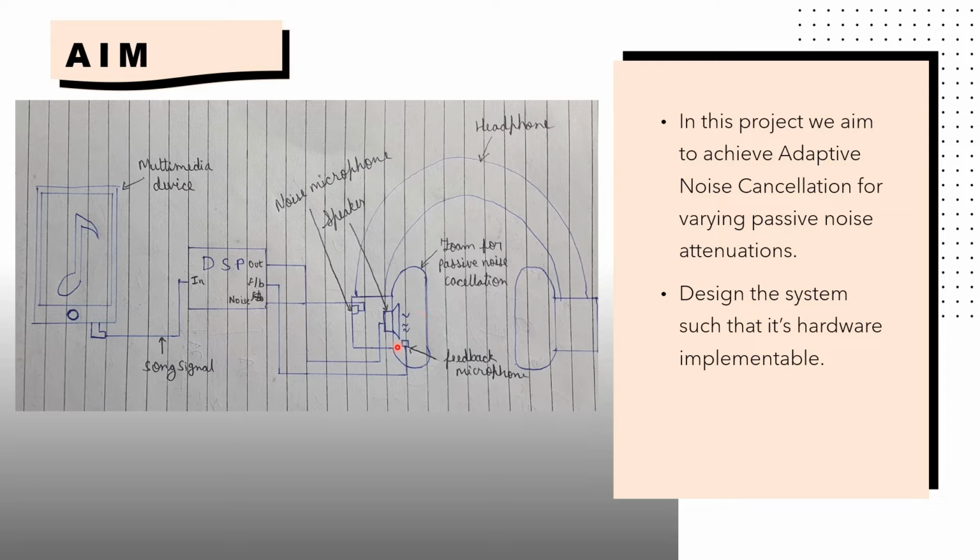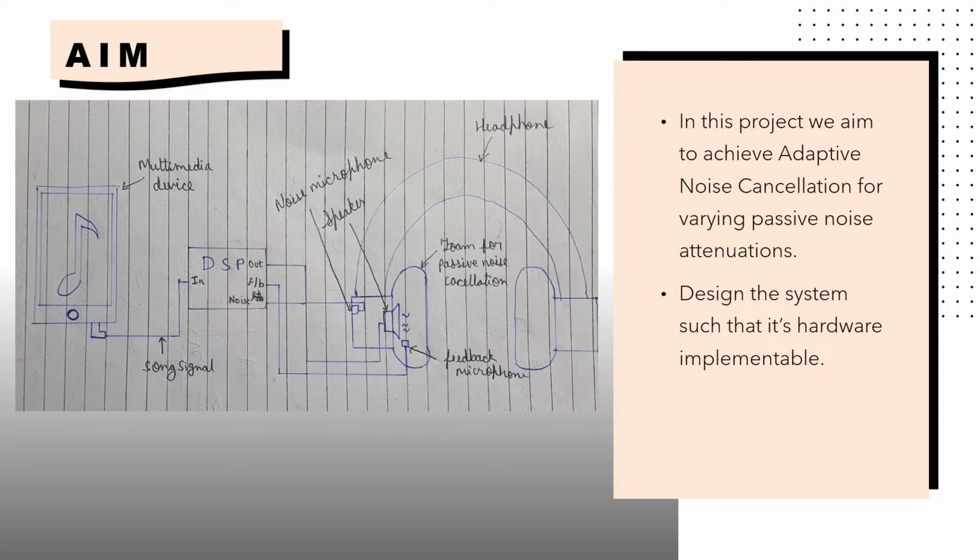Beside that speaker, there is one more mic which will act as a feedback device. It will measure the sound produced by the speaker alongside the noises which are able to pass through the foam barrier, which helps with passive noise cancellation in general headphones, and it will give it to the DSP. Let's move forward.